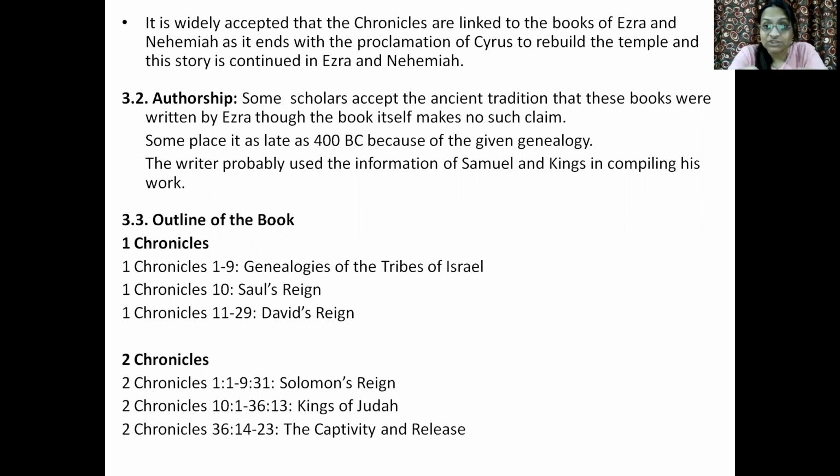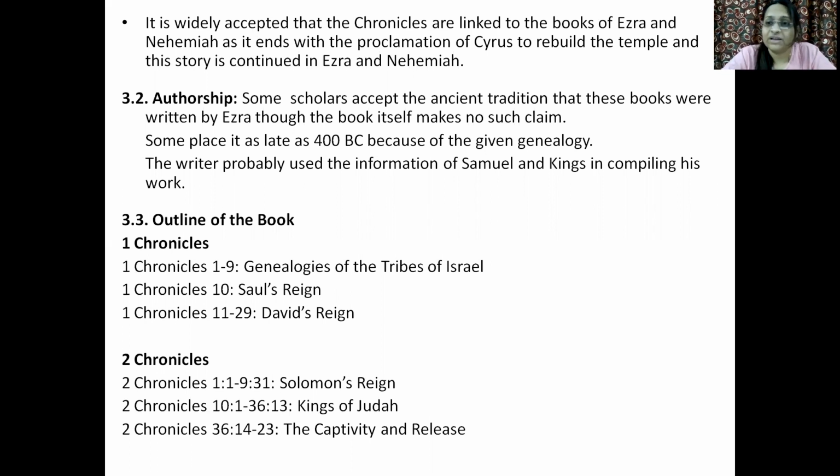So it is widely accepted that Chronicles is linked with the book of Ezra and Nehemiah, because the place where the book of Chronicles ends is a proclamation by King Cyrus to rebuild the temple, and we see that it is continued in the books of Ezra and Nehemiah. So it is something widely accepted among all the scholars that it's a continuation, it's linked. The book of Chronicles is followed by Ezra and Nehemiah. That's what we can see even in the chronological order, and when you read, you will see a connection between all these three books.